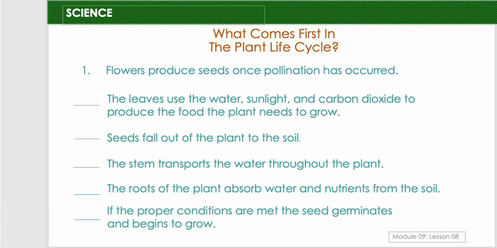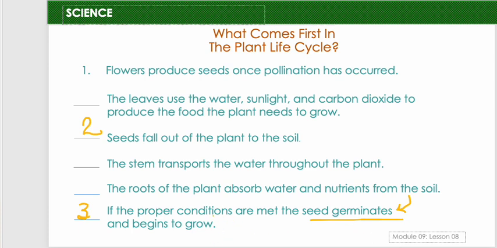Hopefully we found number 2. And that is that the seeds fall out of the plant and into the soil. So what's third? So once that seed's in the soil, what's going to happen? Hopefully remember that our seed has to germinate. Remember, we have to have water that activates the seed so it can begin to grow.